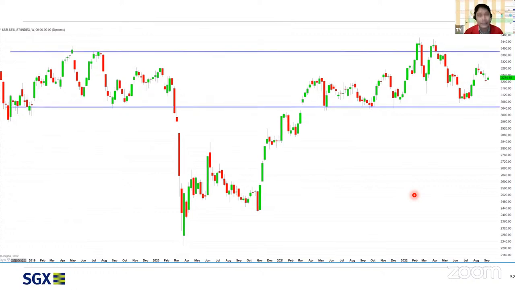Okay, so the same two lines, because it has been supported here and is confirmed supporting here, resisted here and also got rejected here. So we are still in this sideways range, all right? After you have done this, from the weekly chart, change it into the daily chart.